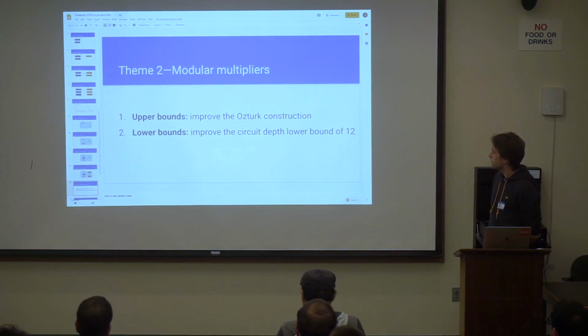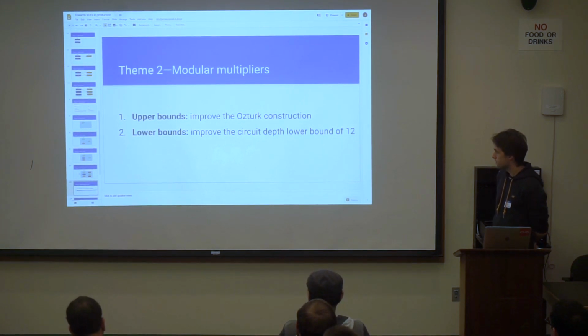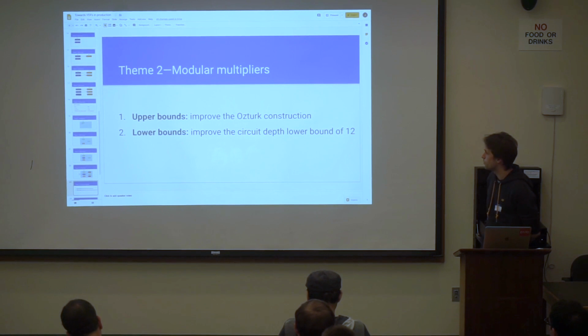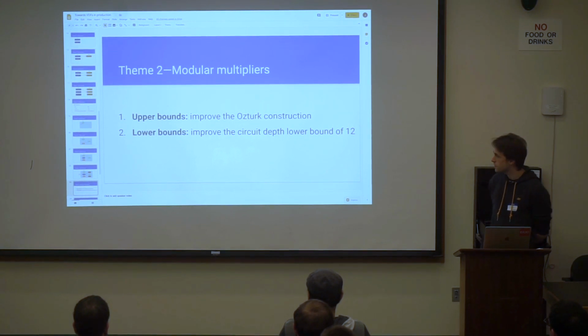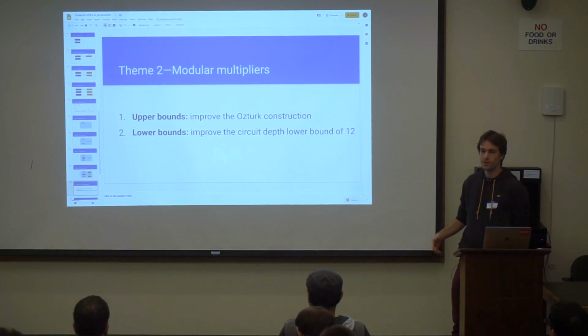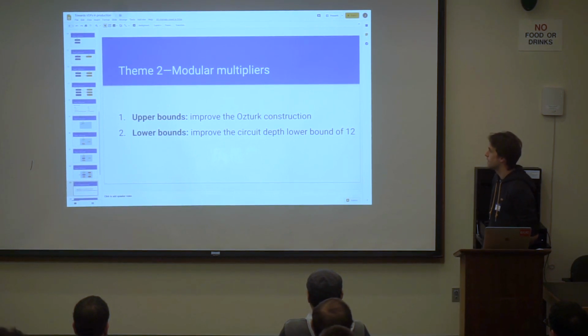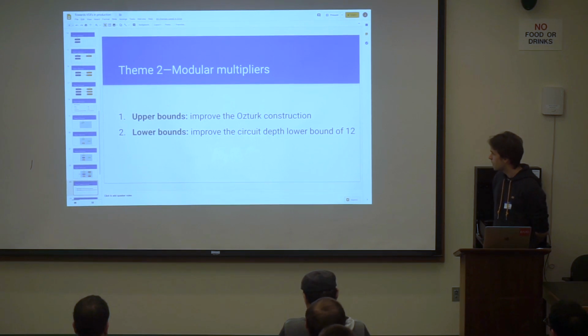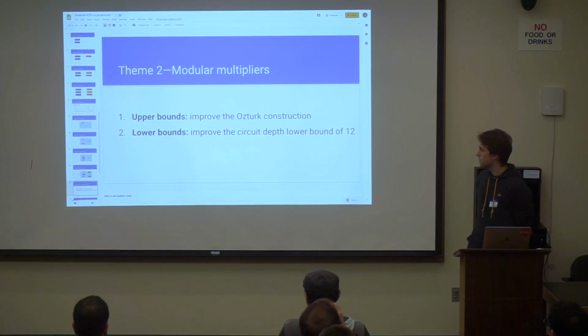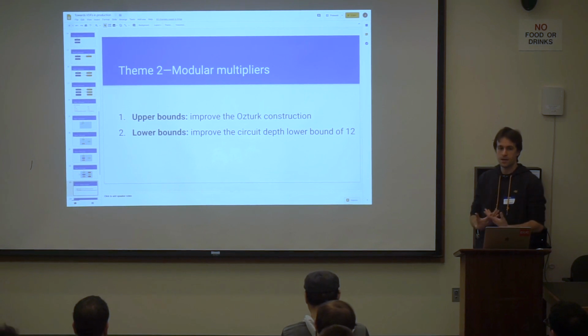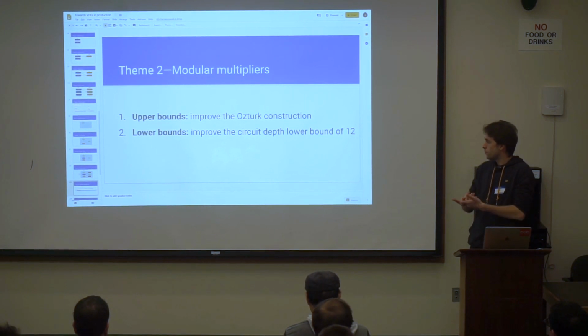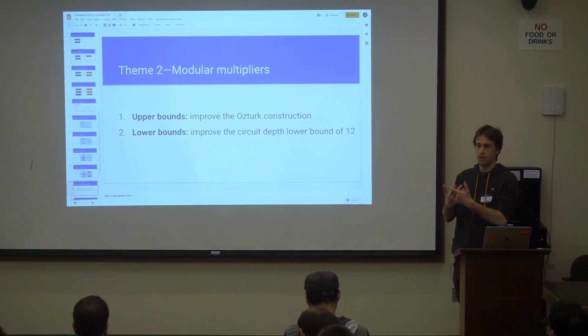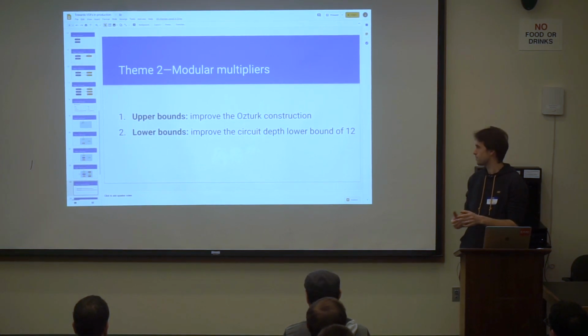So the second theme is modular multipliers. We're going to have a talk which will present a new way to do modular multiplication, which is especially low latency with, as I understand, new mathematics. One of the problems will be, can you take these new ideas and improve upon them? Another interesting question is, can we prove lower bounds on the circuit depth of the basic operation, which is the modular squaring?